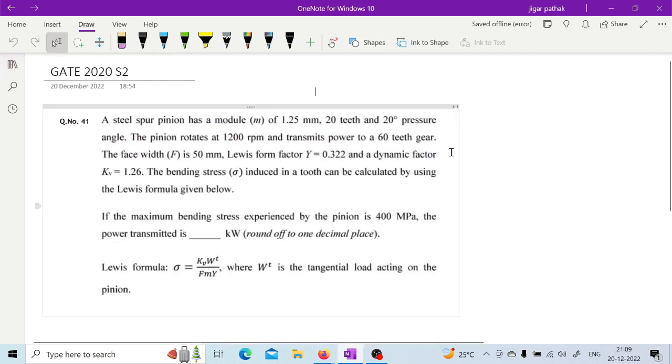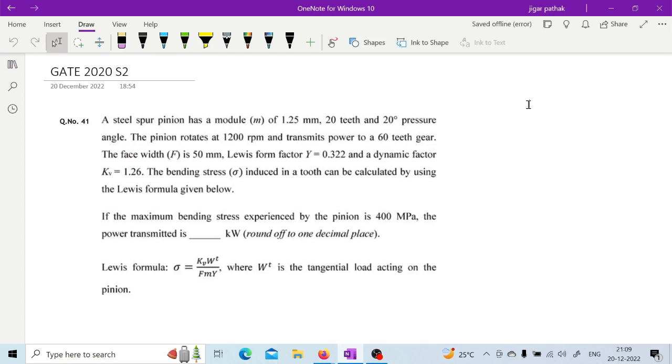So a steel spur pinion has a module of 1.25 mm, 20 teeth and 20 degree pressure angle. The pinion rotates at 1200 rpm and transmits power to a 60 teeth gear. Now the face width is 50 mm, Lewis factor is 0.322, dynamic factor is 1.26. Now the bending stress induced in a tooth can be calculated by using the Lewis formula given below: sigma is equal to kV Wt upon Fmy, where Wt is tangential load acting on the pinion. If the maximum bending stress experienced by the pinion is 400 megapascal, the power transmitted in kilowatt we have to calculate. So now how can we approach this?